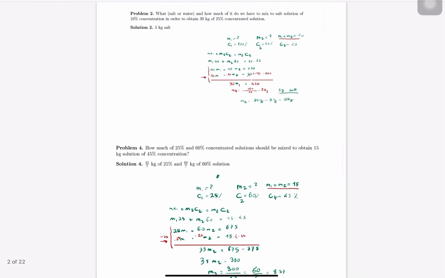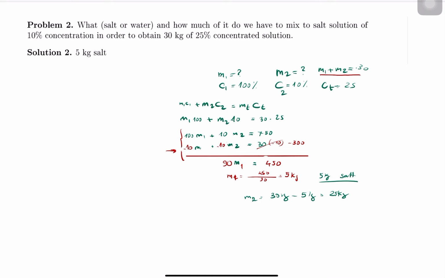Okay, and in the second question: what, salt or water, and how much of it do we have to mix with a salt solution of 10% concentration in order to obtain 30 kg of 25% concentrated solution. I said last time salt concentration is 100%, water concentration is 0%. If the result, 25, is bigger than our solution, it is salt. If it's smaller, it is water. You see, for 10 increasing to 25, we choose salt. If we choose the salt, I have to choose this concentration.